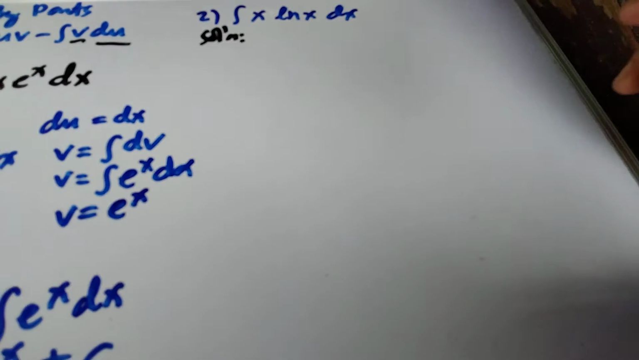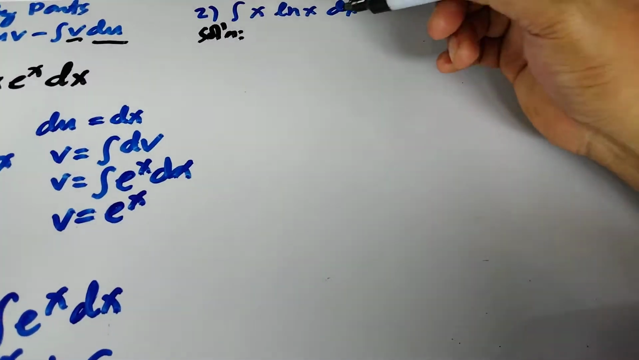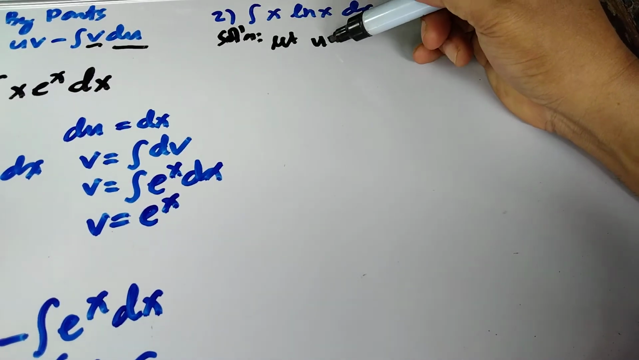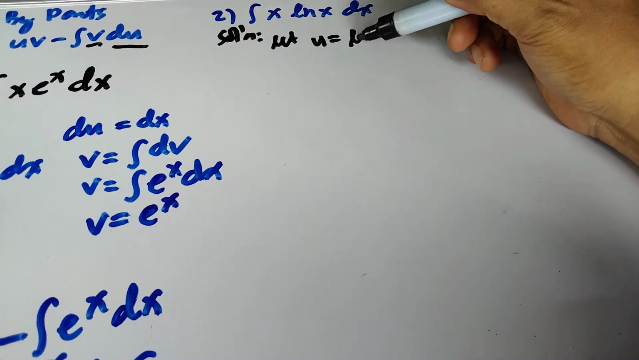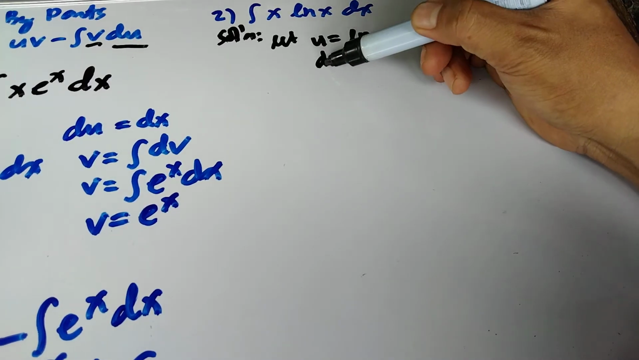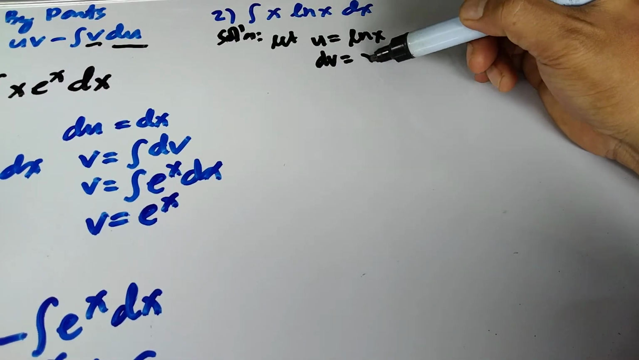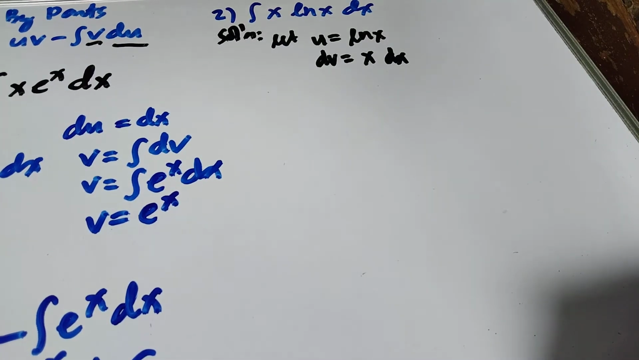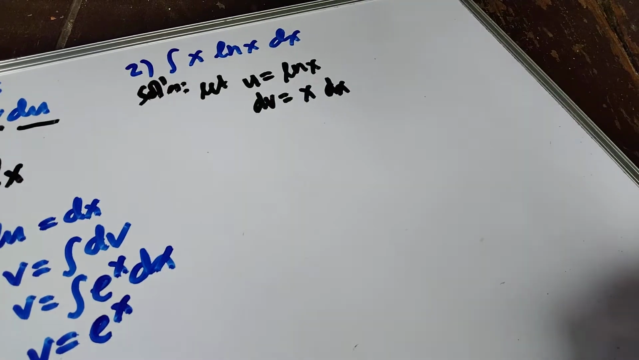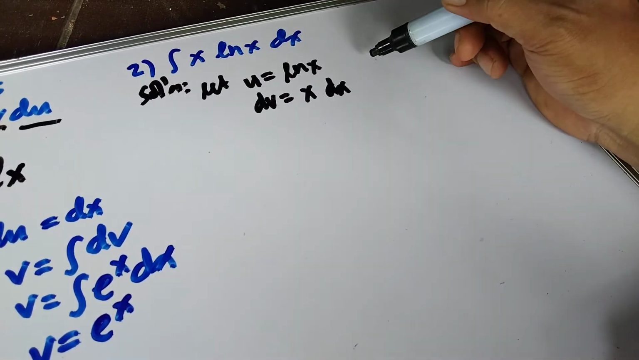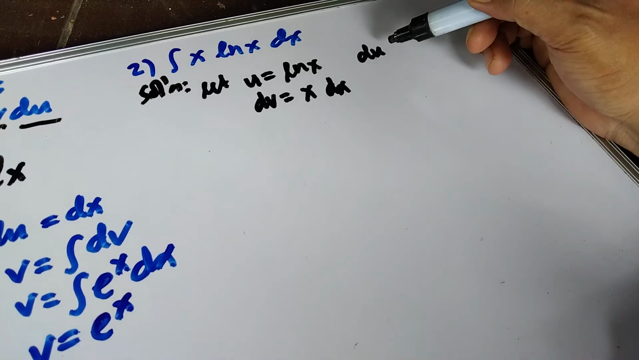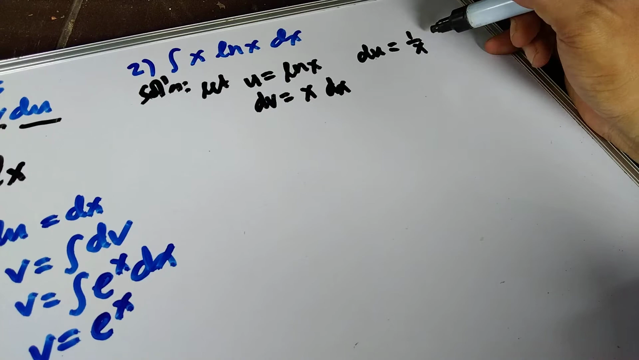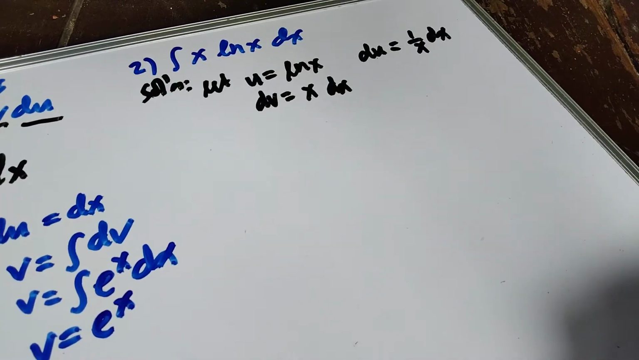Okay, form number 2 it is. We let u be ln of x. So, our dv is what is left, x dx. Okay? So, let's find du. What's the derivative of ln of x? Recall? The derivative of ln of x is 1 over x dx.